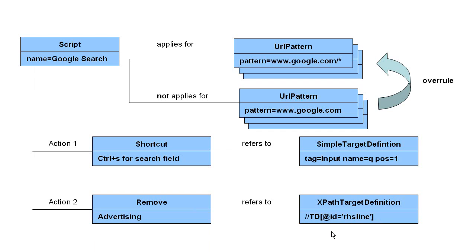So when a page is now loaded, Customize Your Web looks up, on the basis of the provided URL patterns, which scripts should be applied for this website and executes the containing actions in a sequential order. That's it.